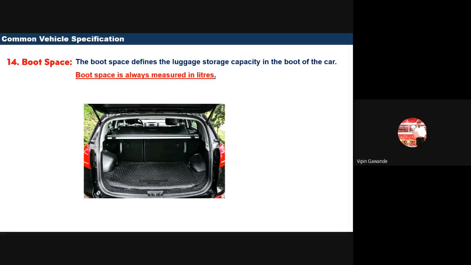Then boot space means how much space is available for storing luggage. That is called the boot space, and it is measured in terms of liters. You have to remember this one, as it may be asked in MCQ questions. Boot space is measured in terms of liters.